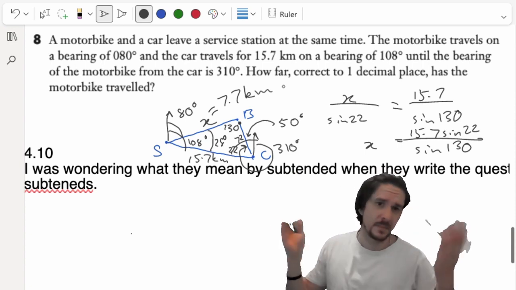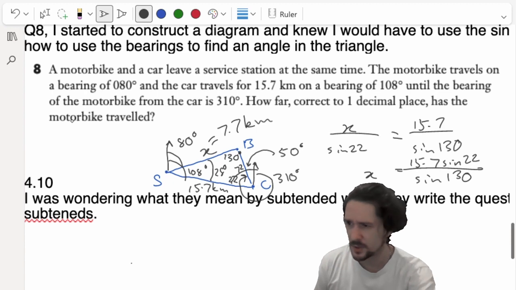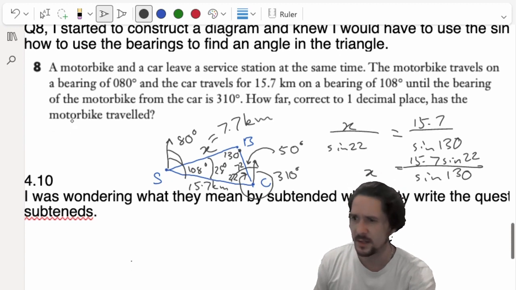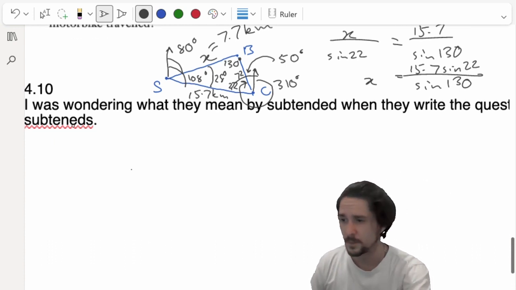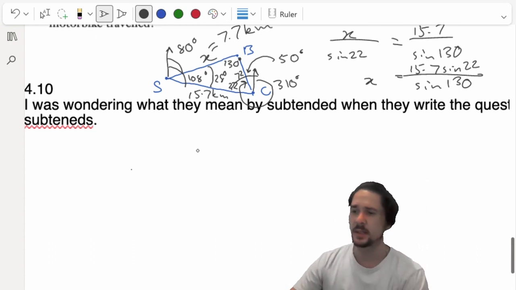If I'm not wrong, then you know what to do. Have I answered your question? How do you use bearings to find an angle in the triangle? Yes, I have answered that question. Let me know if you have any further questions. What do they mean when they say subtended?